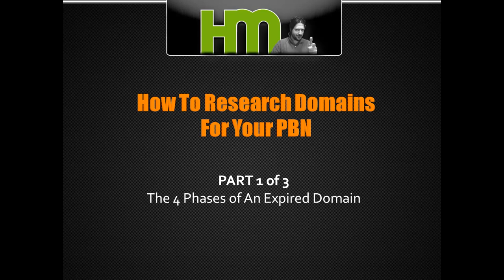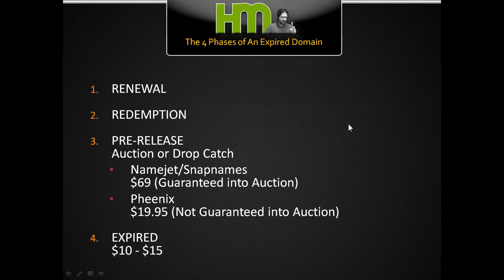So getting into this one, we're going to go into the four phases of an expired domain name. So the first phase is basically renewal. Whenever you own a domain name and the registration expires or you don't pay your renewal fee, you go into a renewal state where each registrar has a specific set amount of time that you have to renew that domain name. If you don't renew it, you go into a final redemption phase.